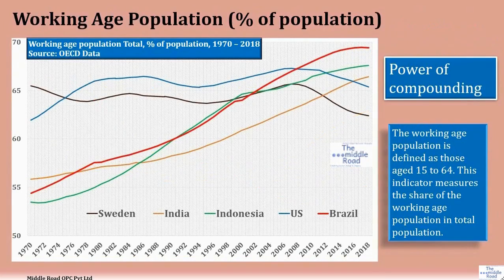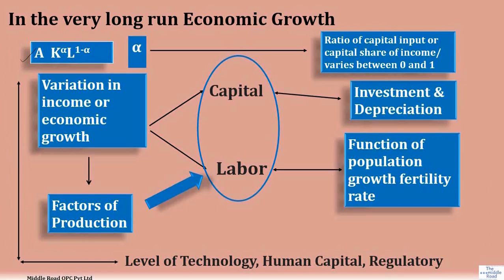When you're looking at the working age population, one good example is Sweden. I took Sweden because it has a very similar fertility rate. You're talking about this production function. We're talking about total factor productivity, which is given by the level of technology, human capital, and regulatory practices. The level of technology depends on how educated the human capital is. So there are a lot of variables which come in.